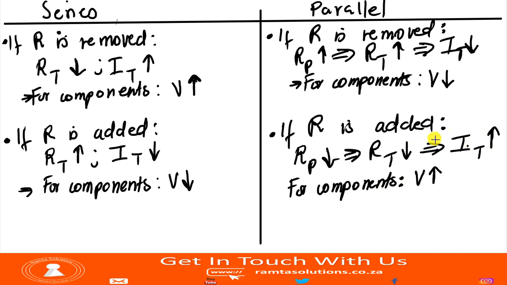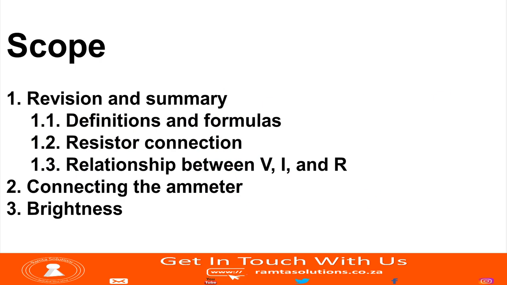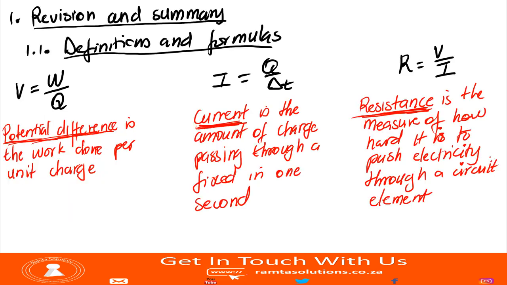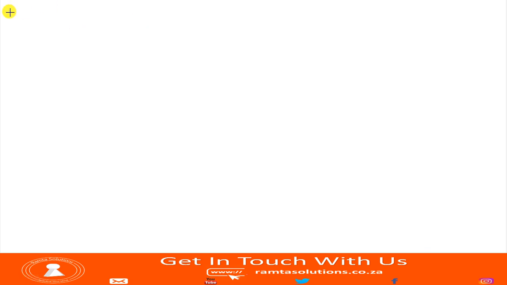But with the total circuit, resistance is indirectly proportional to current, because with the total circuit, potential difference is the same. So this you will see when we do questions and past papers. All right. So what is the next item? The next item is connecting the ammeter. This is point 2, I believe, connecting the ammeter.